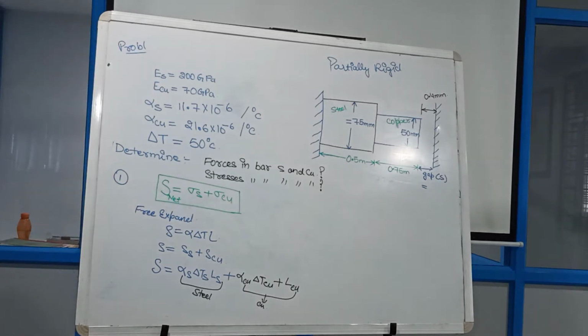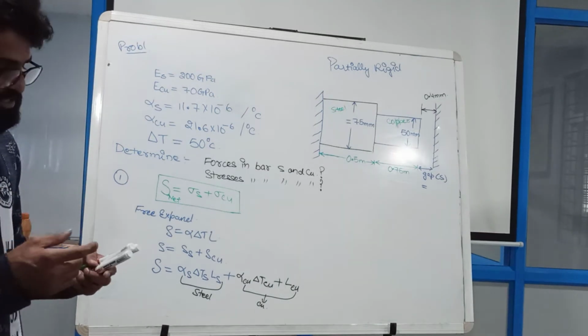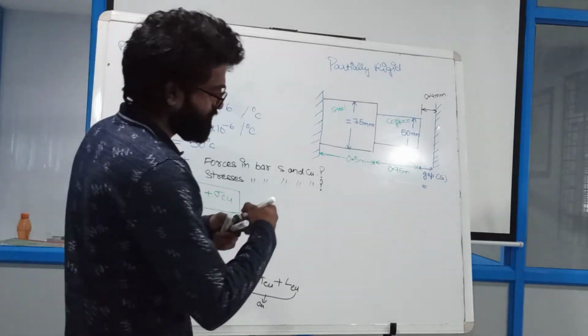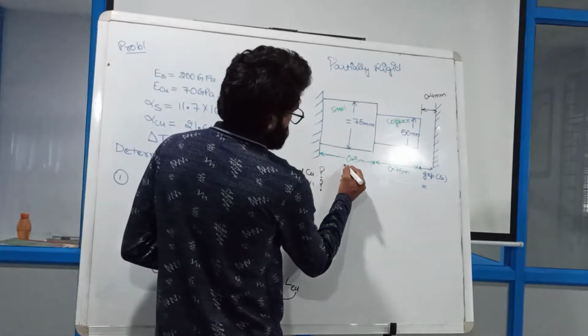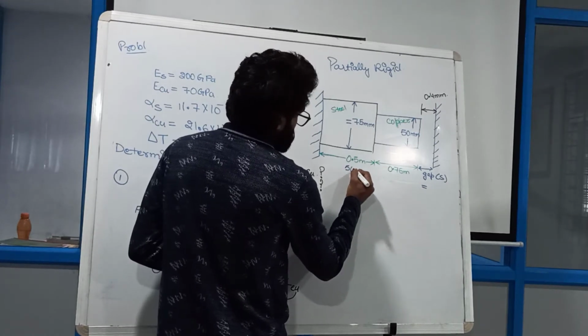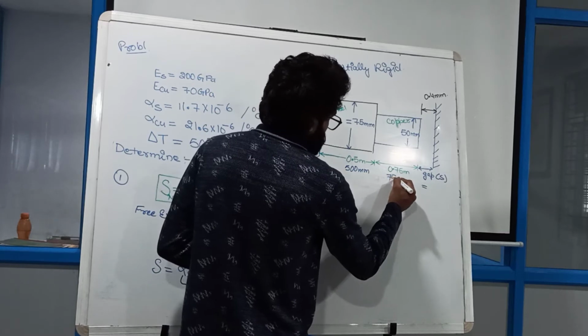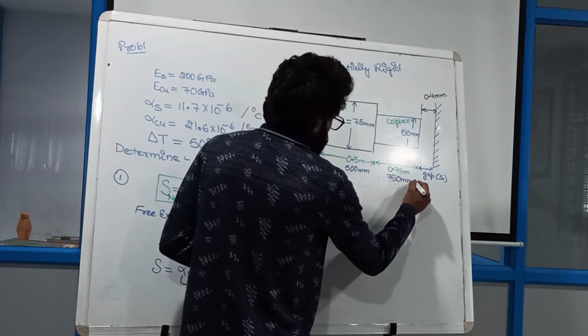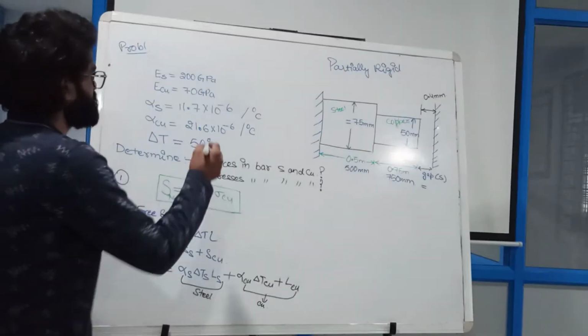Before putting in my values, I need to change the values because the units are not symmetrical. If units are not symmetrical, I need to make them symmetrical. So for making symmetrical units, this 0.5 m I will convert into mm, then it will become 500 mm, and this I will convert into mm, then this will become 750 mm.